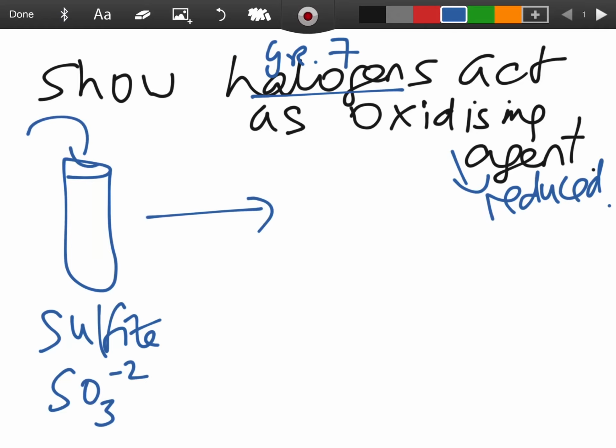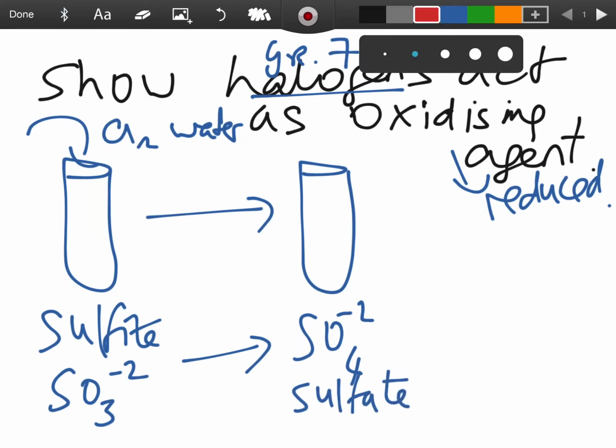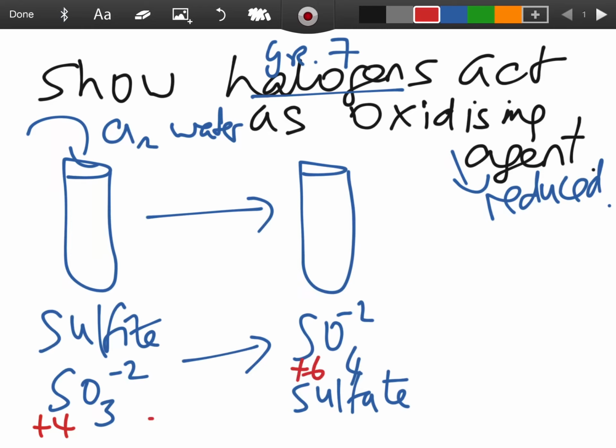Now, in the first test tube, you've got sulfite ions, SO3 2 minus. And what they do then is they tell you to put in either chlorine water, bromine water, or iodine, a halogen: chlorine, bromine, or iodine. Now, I'm just going to say that we're putting in chlorine water here. And you add some chlorine water. You don't actually observe anything, but you're going to test now for sulfate.